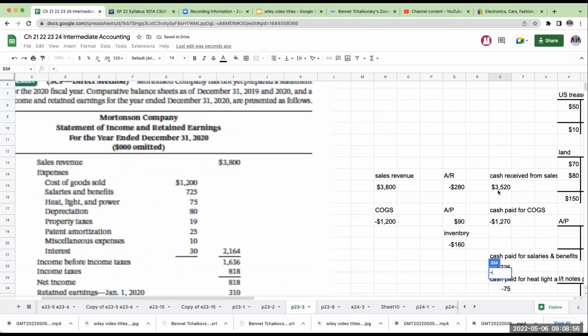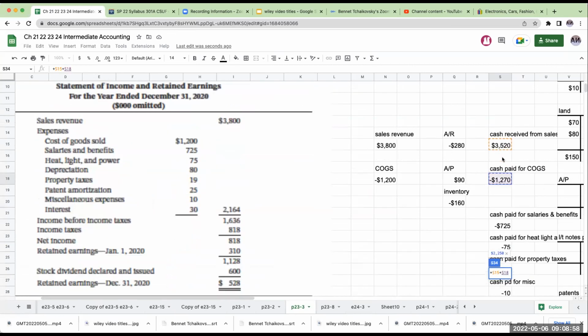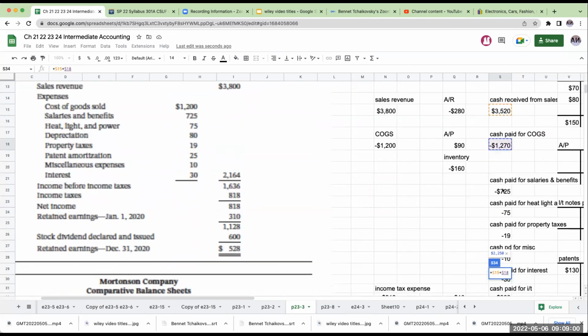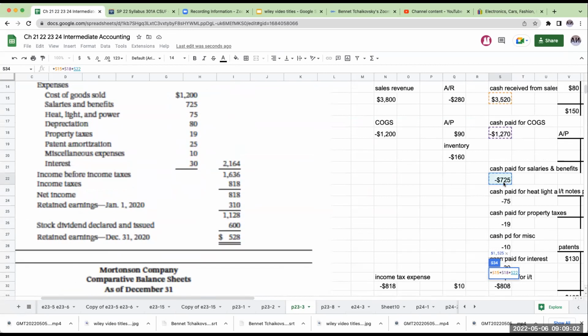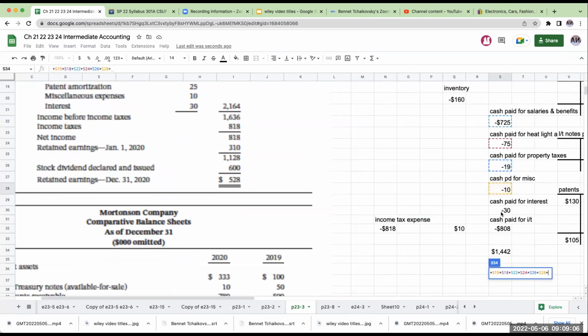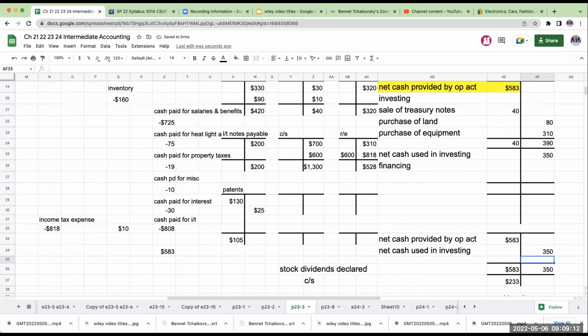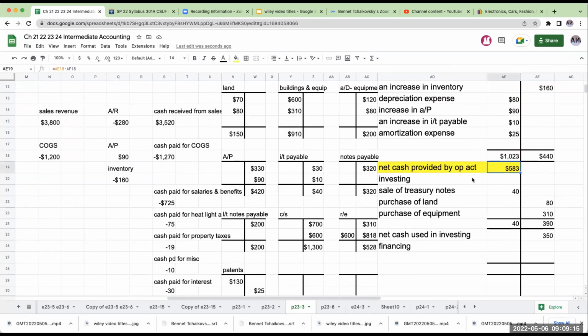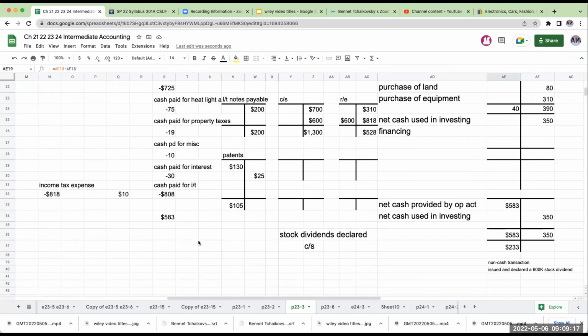So if I take 3520, less 1270, less 725, less 75, less 19, less 10, less 30, less 508. Oh, look at that. Way to go, Tchaikovsky. You got it to work. This is why, children at home, we will always want to do the indirect method first, because if we screw up, we can see what our problem is.